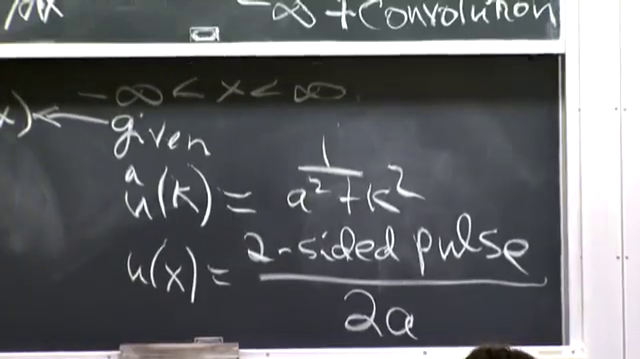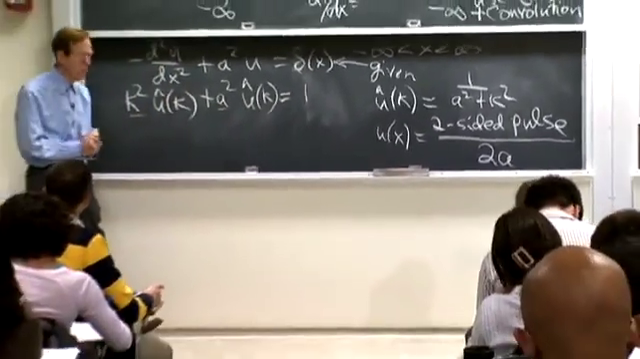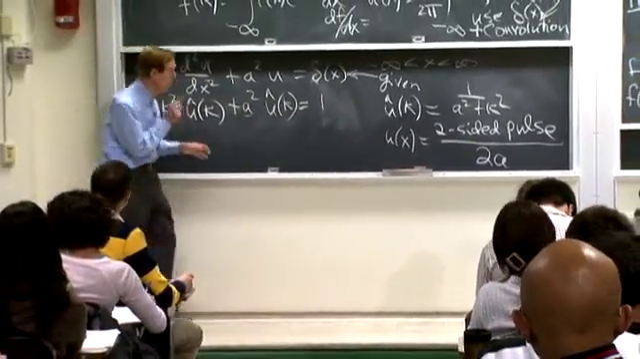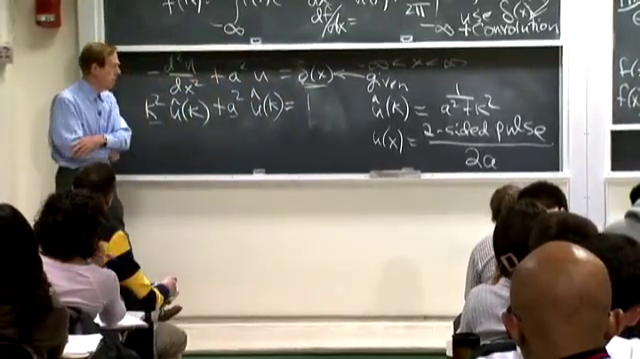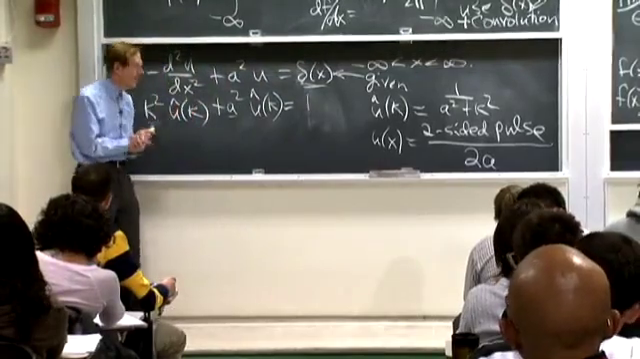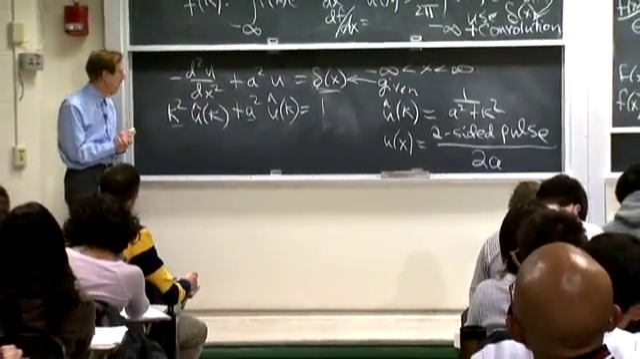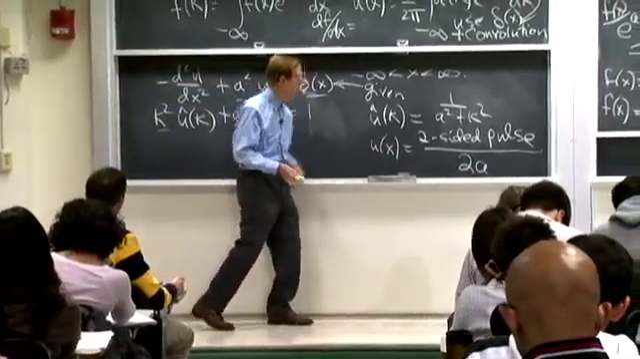We can substitute that in the equation and see that it works. I mean, we have solved the problem when the right side was delta. Let's put it into the equation. This is just because we did this. It's nice to do it again after all this time. So I put it in the equation, this two-sided pulse over 2a.